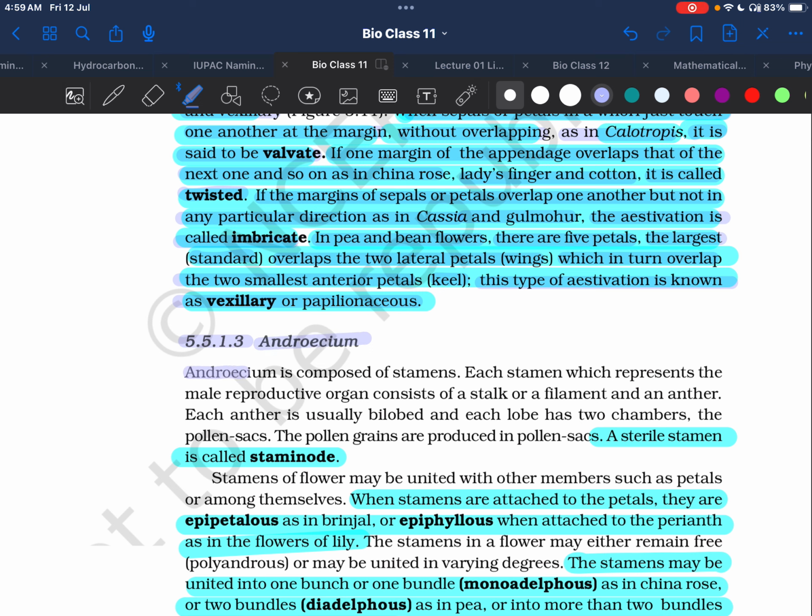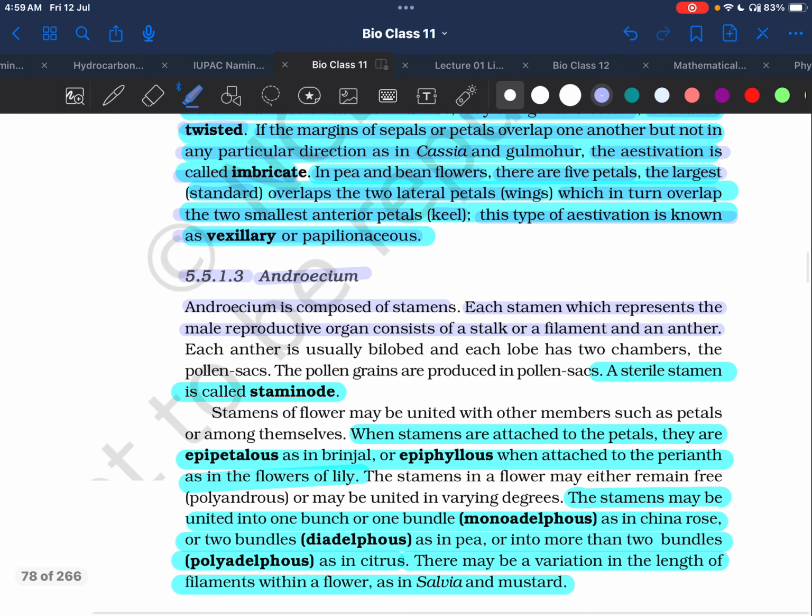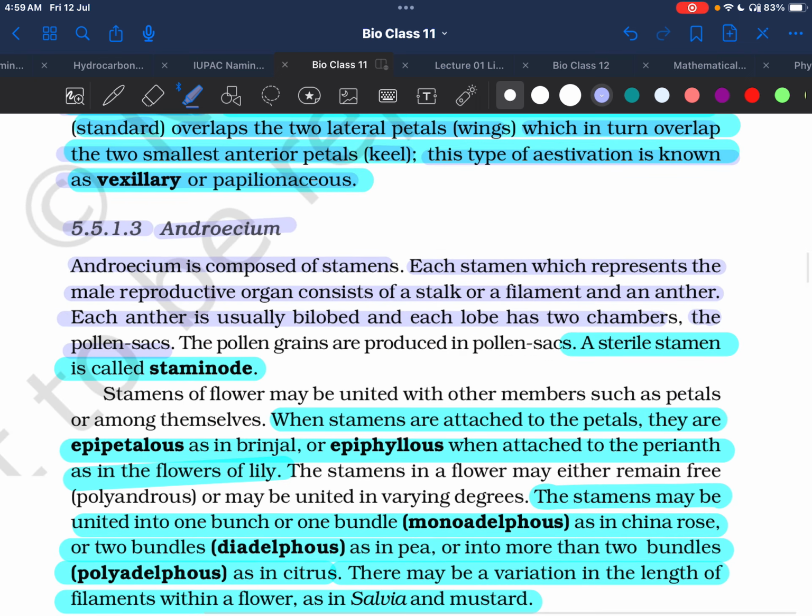5.5.1.3 Androecium. Androecium is composed of stamens. Each stamen, which represents the male reproductive organ, consists of a stalk or a filament and an anther. Each anther is usually bilobed and each lobe has two chambers, the pollen sacs. The pollen grains are produced in pollen sacs. A sterile stamen is called staminode.